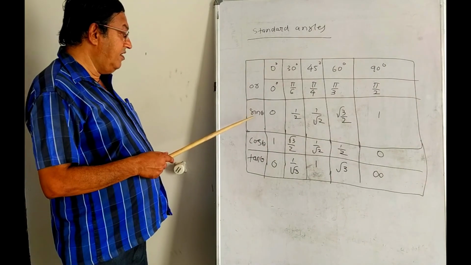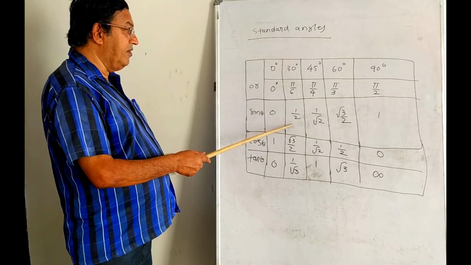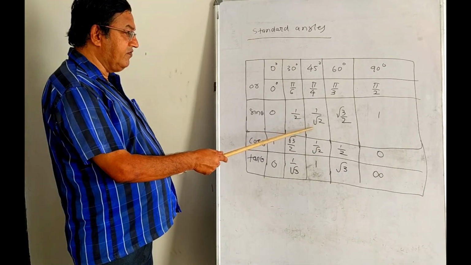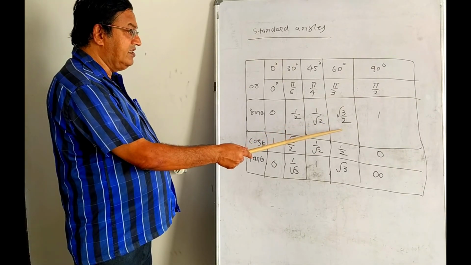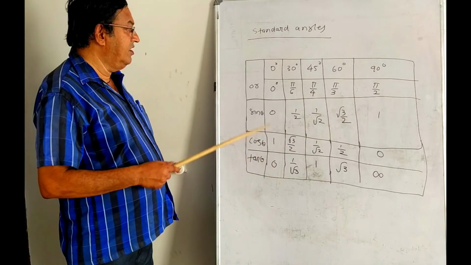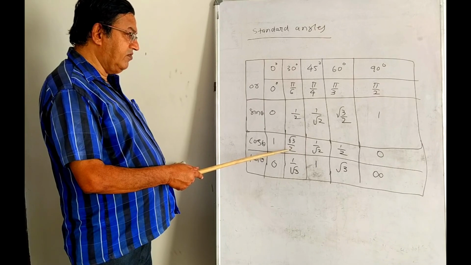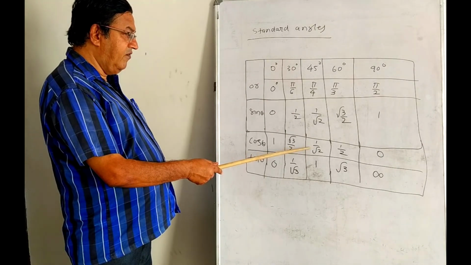So from the table we can say sin 0 is 0, sin 30 is 1 by 2, sin 45 is 1 by root 2, sin 60 is root 3 by 2 and sin 90 is 1. And cos 0 is 1, cos 30 is root 3 by 2, cos 45 is 1 by root 2.